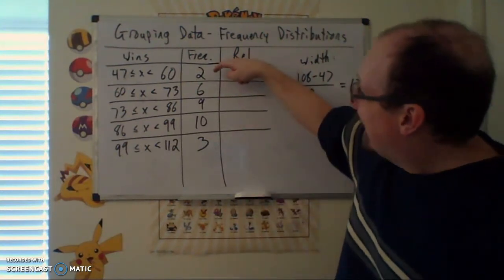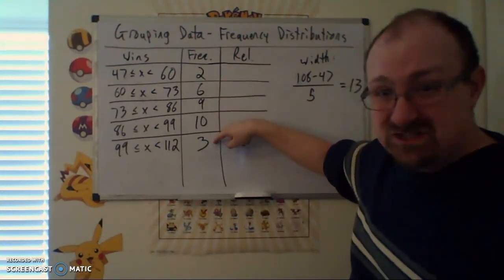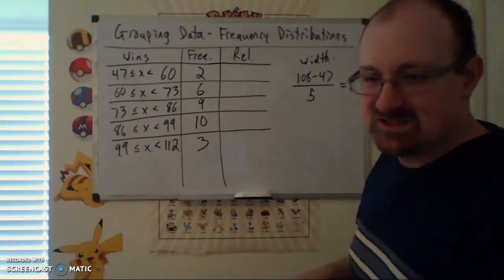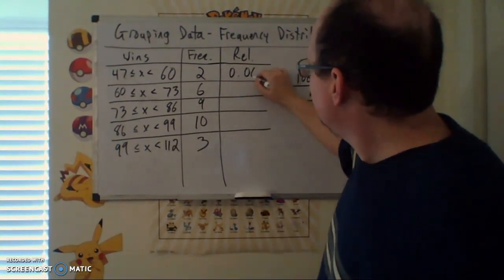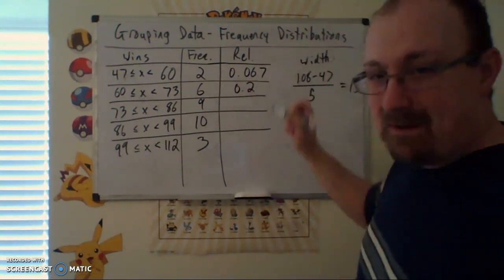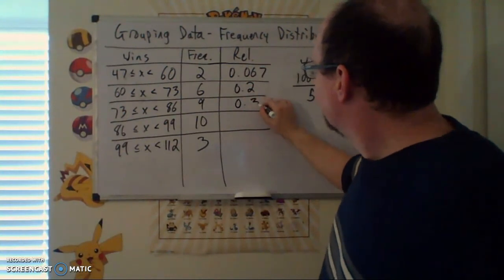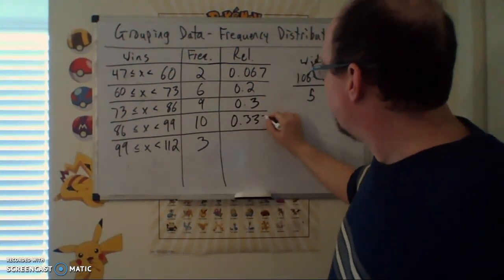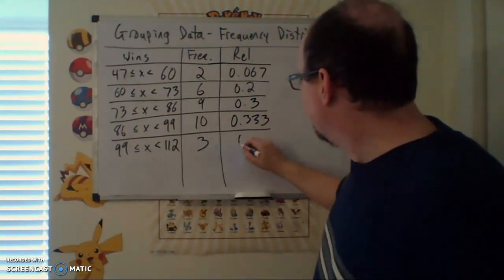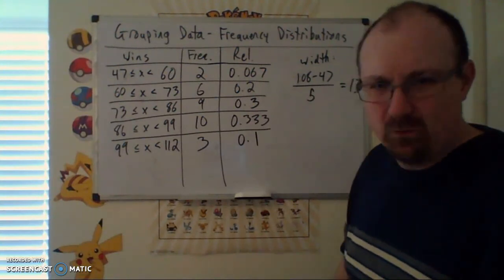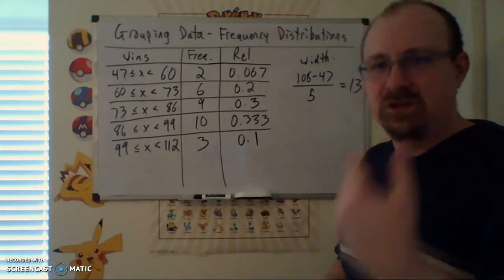To get that, I could just divide each of these totals by the total number of values, which in this instance is 30. So if I round off here, I'd get 0.067. Dividing 6 by 30 gives me 0.2. 0.3 for that one. This guy here is 1/3, so that would round off to 0.333. And down here, I have 0.1 for my relative frequencies. And if you wanted to express these as percentages, you could.